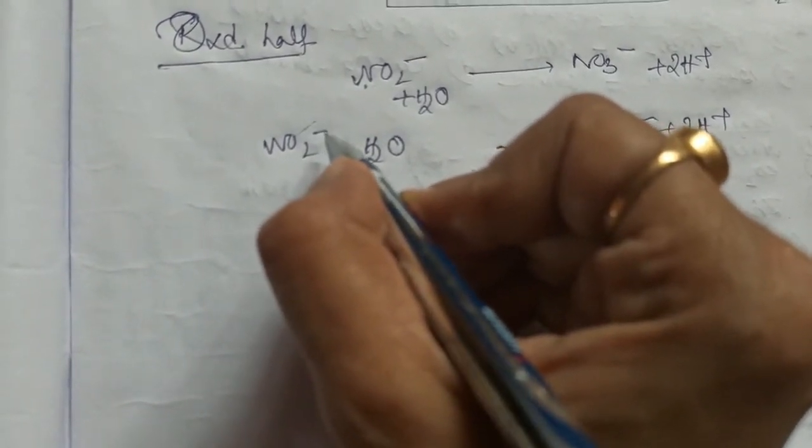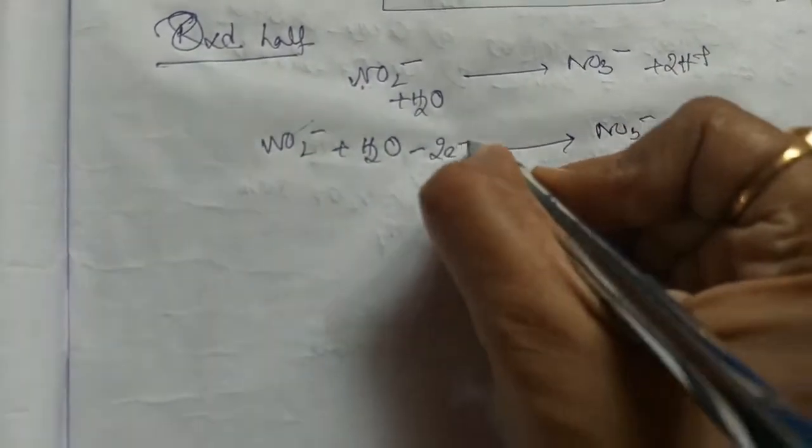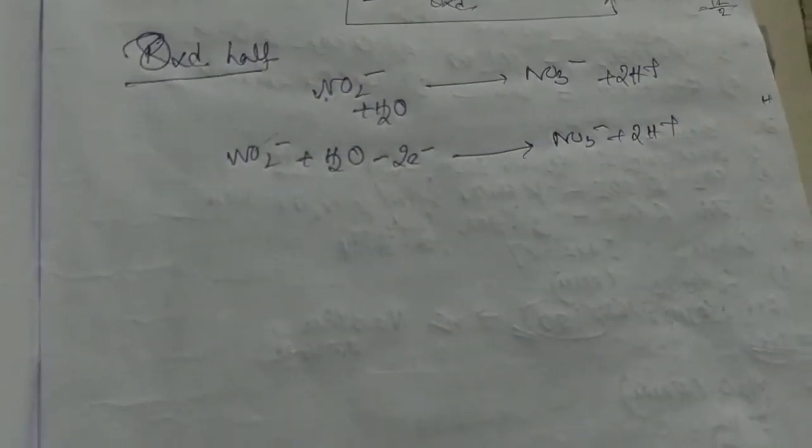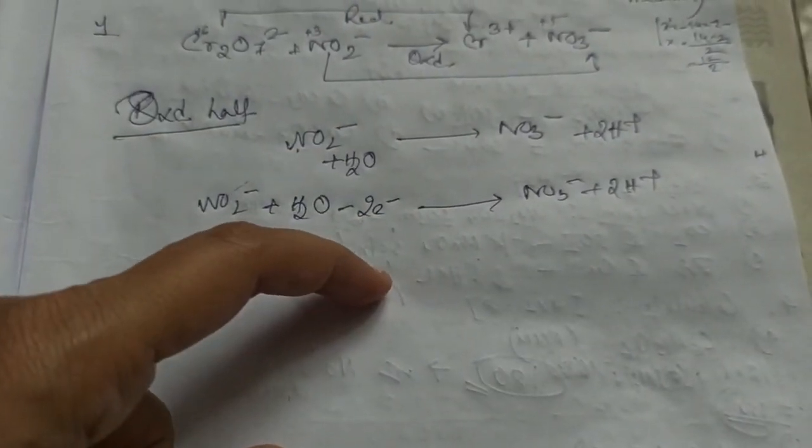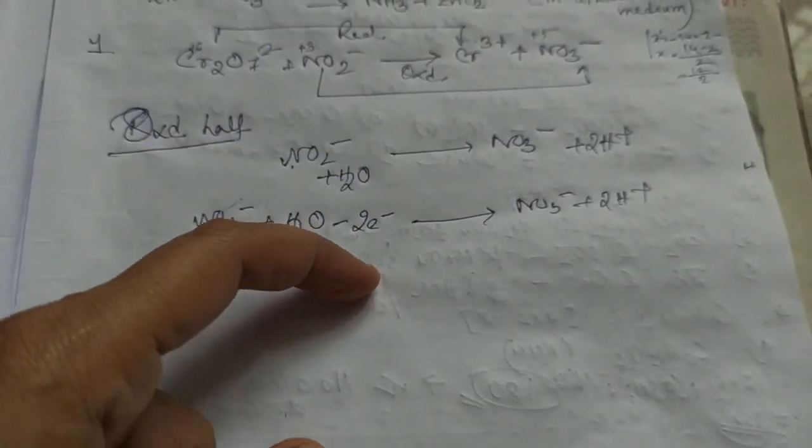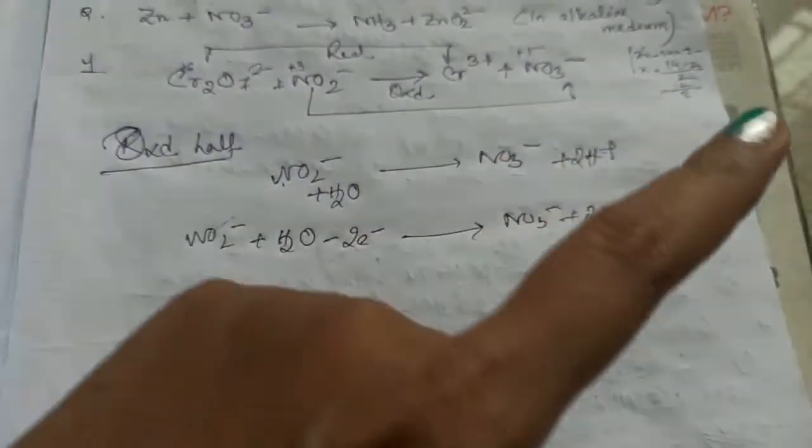So you need to make both sides equal, so you take minus 2 electrons to make both sides 1 positive. I hope this part is clear to you all. If you can see here NO2 minus, this one is 1 minus, and if you take out 2 electrons, 2 negative charges from here, it will be 1 positive, and here already 1 positive. So that's, we have the balanced half equation. So that's equation number 1.